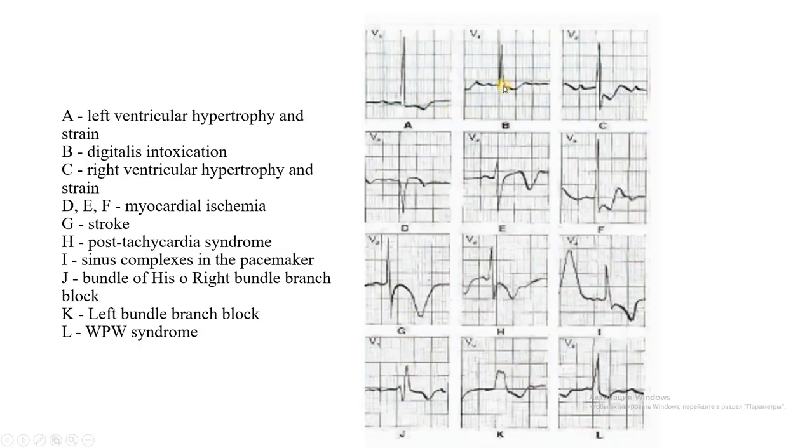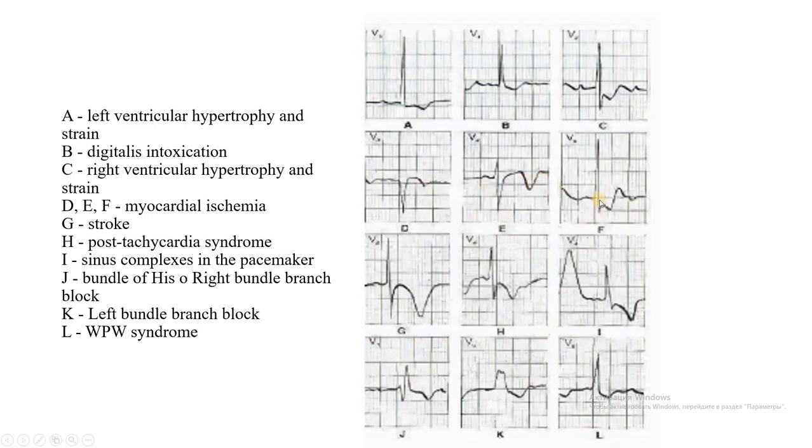Next one, digitalis intoxication. Here we can see negative ST and T waves like these. And the third one, right ventricular hypertrophy. We can see negative T waves in the right chest leads. Next, D, E, and F: myocardial ischemia.